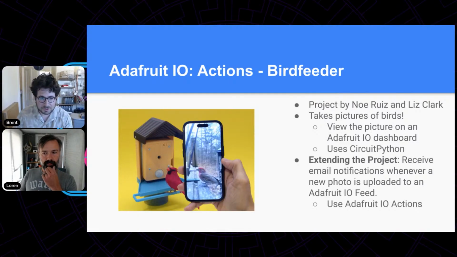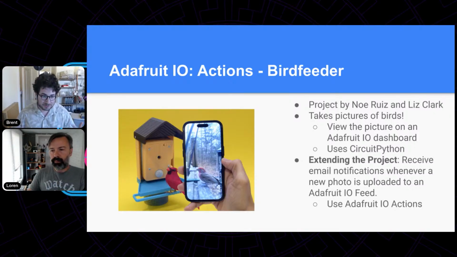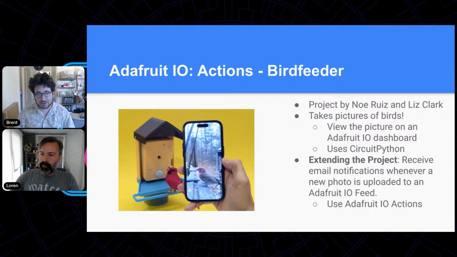So we're going to show extending a project with an action, right? This is a bird feeder project that Noe Ruiz and the Spark worked on, I think last year. It takes pictures of birds. That's what it does. It uses a PIR sensor. It takes a picture of a bird that came near the bird feeder, and it sends it to Adafruit IO. So there's an internet-connected device running CircuitPython sitting in that bird feeder.